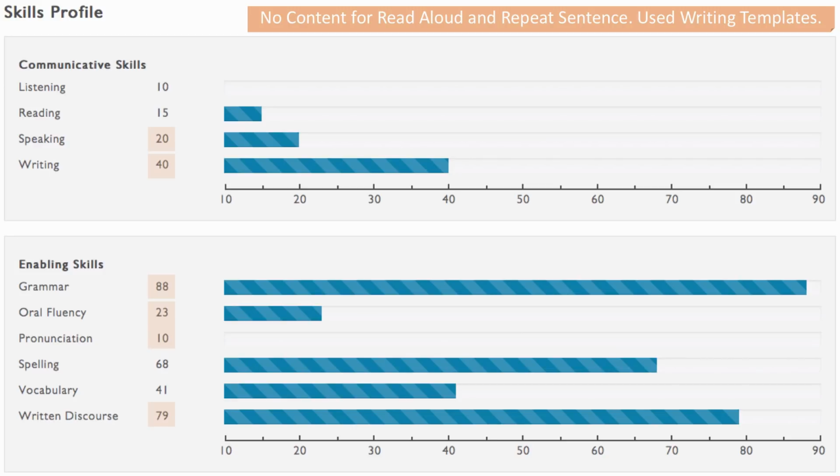Now, since my speaking dropped so much without doing the read aloud and repeat sentence, it's time to do it the other way around.